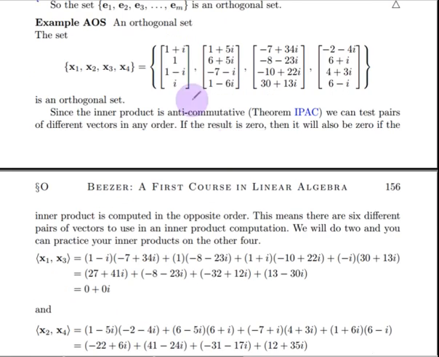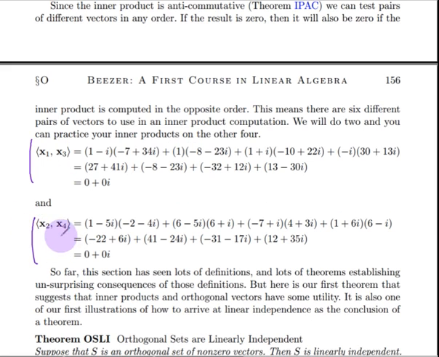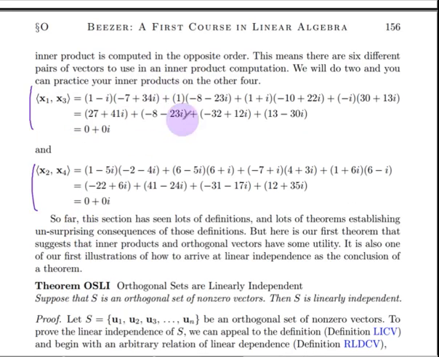Now here's another example of an orthogonal set. Here it's much more difficult to prove that these are orthogonal. Here he goes through and does the inner products. Well, he doesn't do all of them, he does 2 of them. But you can show all the inner products on this.